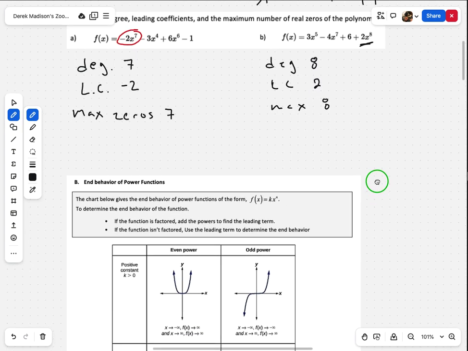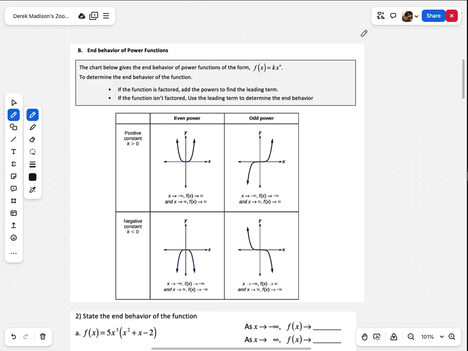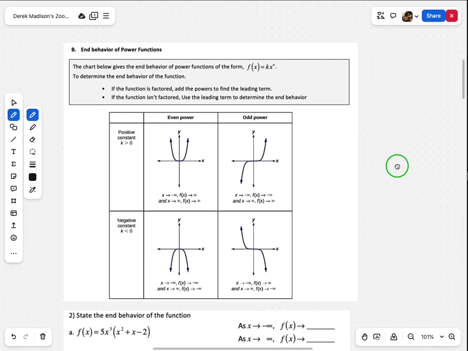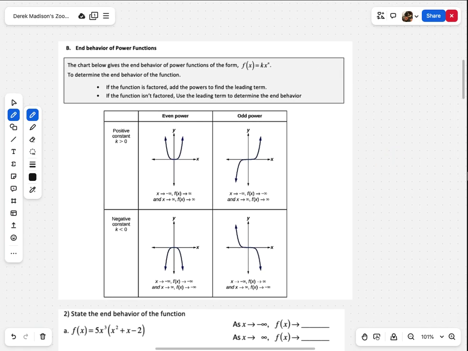Why we care about all that is right here, and this is end behavior for power functions. So there are kind of four things that can happen. We could have something like x squared, we can have something like -x squared, we can have something like x cubed, or we can have something like -x cubed. So we can have even powers or odd powers, and we can have positive leading coefficients or negative leading coefficients. So that's kind of the 4 possibilities in terms of the leading term.